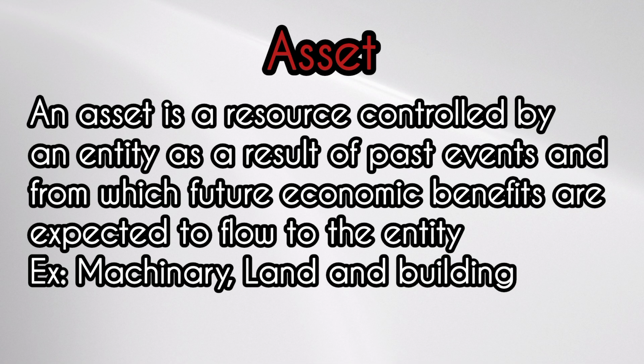So I hope you understood the meaning. An asset is a resource that is controlled. It can be either owned or leased by an entity as a result of past event. That means in the past we have bought it or taken it on lease, and from which future economic benefits are expected. That means we are going to get some economic benefit from those assets in the future. Okay, so that is about asset. And now we'll go for expense.